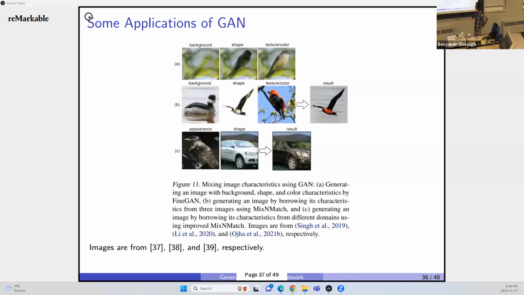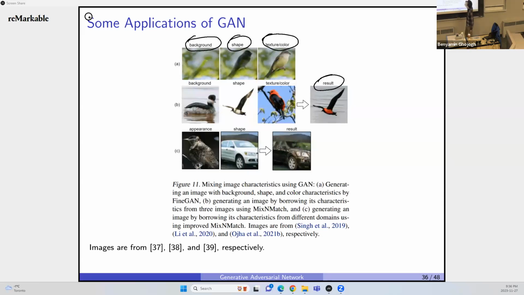This one is very cool. I think this was the paper that I applied to for my PhD. So you get background, you get shape, you get texture, and it generates the result for you. It takes background from some image, shape from another image, texture or color from another image, and it combines them. This is the result.